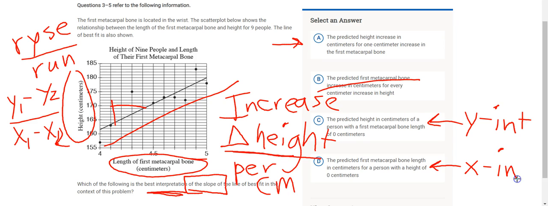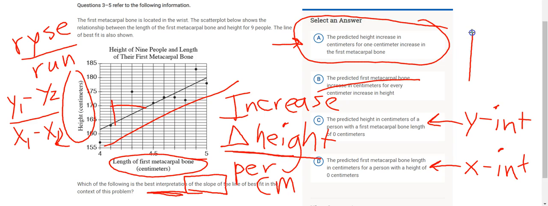Okay, so that was an x-intercept. So we obviously, ding, ding, ding, landed on the first answer right there. The predicted height increase for 1 centimeter change in that metacarpal bone. Okay, that's your rise over your run, and that's how you interpret your slope.